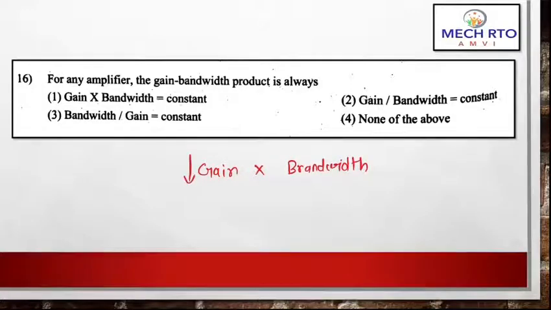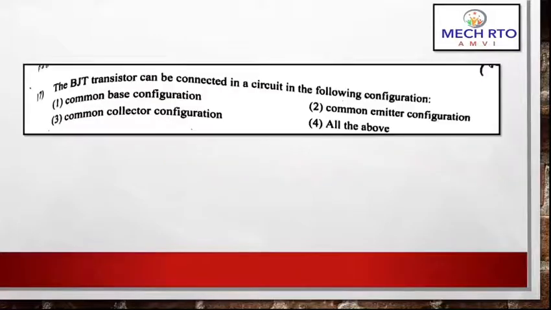Sometimes gain will drop down, so bandwidth will go up. Sometimes gain will go up, so bandwidth will go down. But the product of these two quantities will always be constant. So the correct answer will be the first. For any amplifier, the gain bandwidth product is always constant. Moving on to the next question.